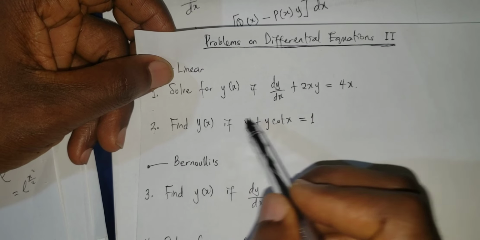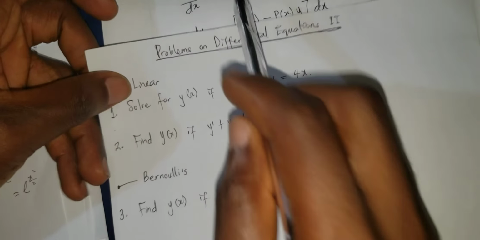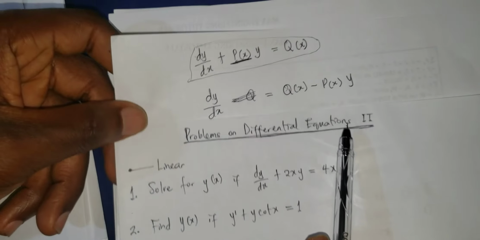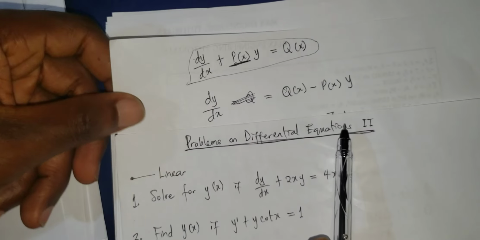4x. You can see it's already in that form. Now look at the general form that we talked about. This equation is in that general form. This is the dy/dx, this is something times y. So that means p of x is 2x for this situation, and q of x is 4x.